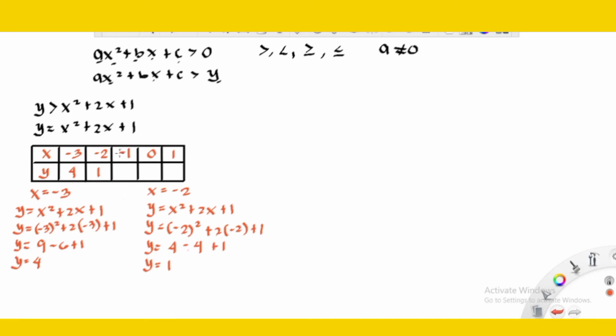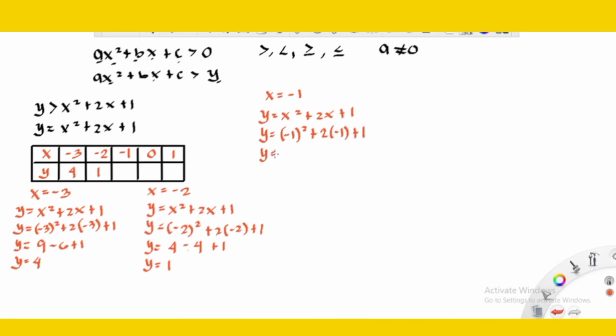Next, pangatlo, x is negative 1 naman. So, what if x is negative 1? Again, copy the equation. The equation is y equals x squared plus 2x plus 1. Palitan ng x ng negative 1. This will now become y equals the square of negative 1 plus 2 times negative 1 plus 1.